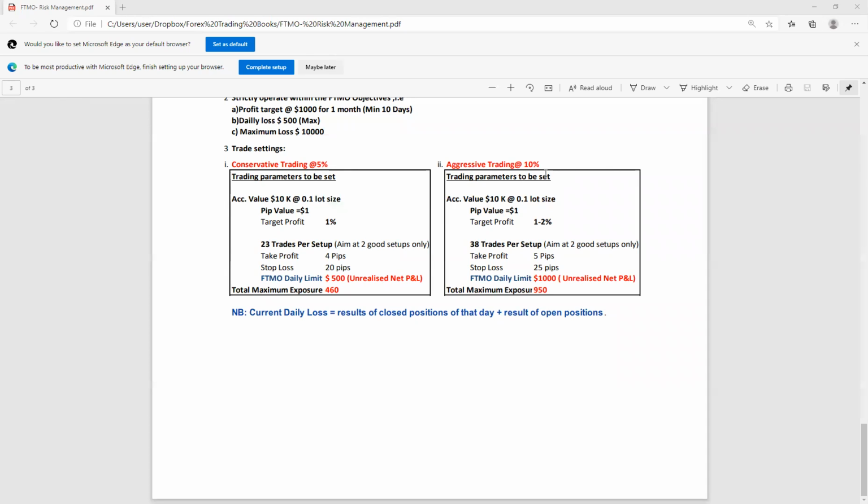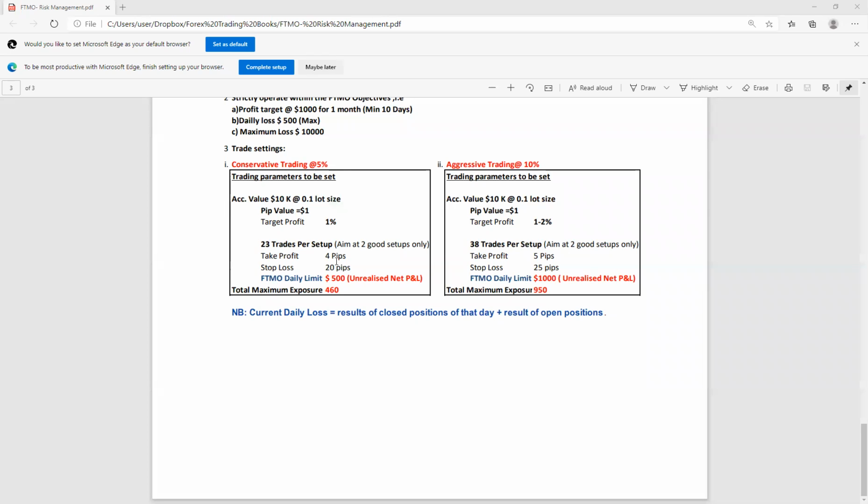Now, on the other side, there is aggressive trading. If you think that 5% is too tight for you, then you have the option of opening an account where you trade as an aggressive trader, and therefore you have 10% as your daily loss limit. Meaning that you have 1,000, not 500 like for the conservative account. So with your 1,000 you will want to manage within that.